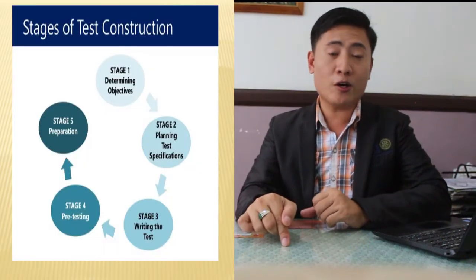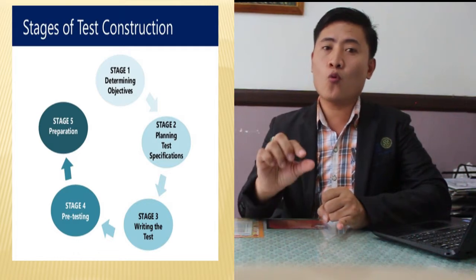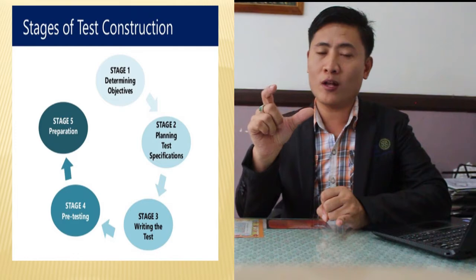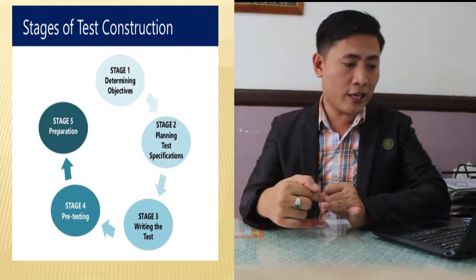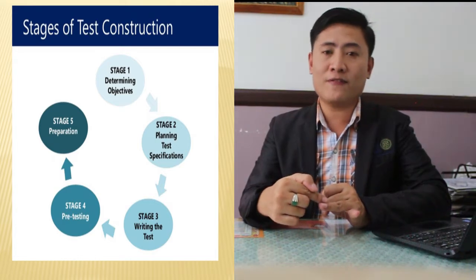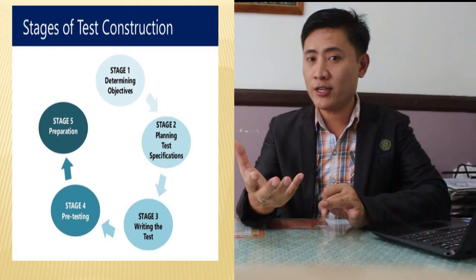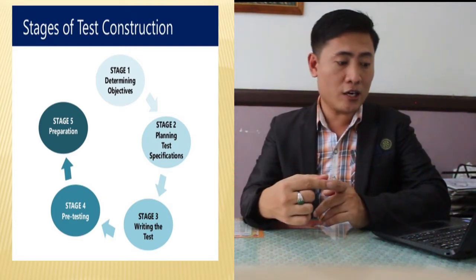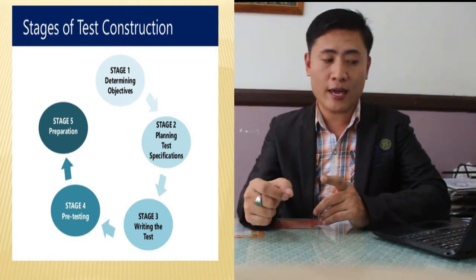First is determining your objectives. So you must know what you want to measure. What do you want to measure particularly in your research? Second is planning test specifications. So for example, if you are doing multiple choice, there is what we call a table of specification. And the third is writing the test. So write it up, the test.